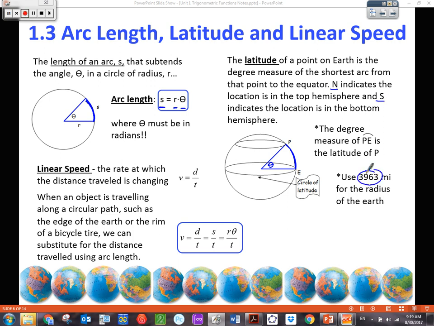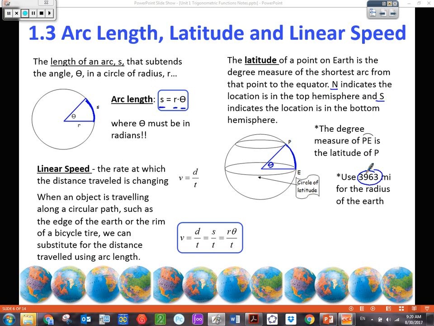We use 3,963 miles for our radius of the Earth. I will probably put the number in one of the questions when you're quizzed on this. It's a good number to memorize, but I don't want you to miss the problem because you don't remember that particular number. But we use it all the time, 3963, that's the radius of the Earth. I'm not going to put it in every single problem, but I'll put it somewhere on the page so at least you have access to it if you don't remember it. So that is the number that we're going to use on these applications.